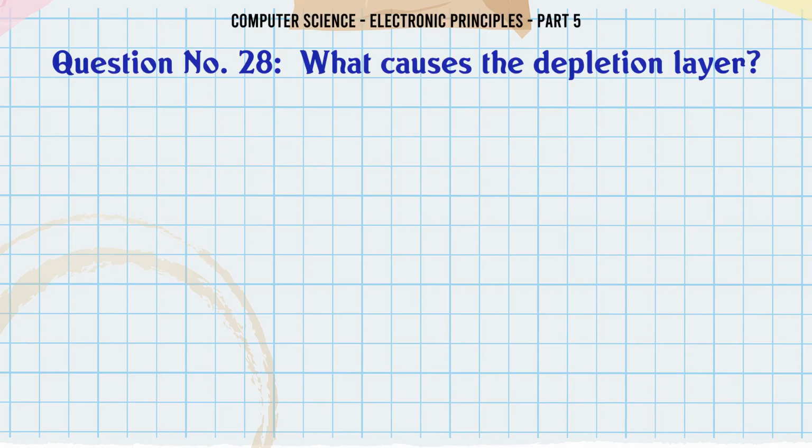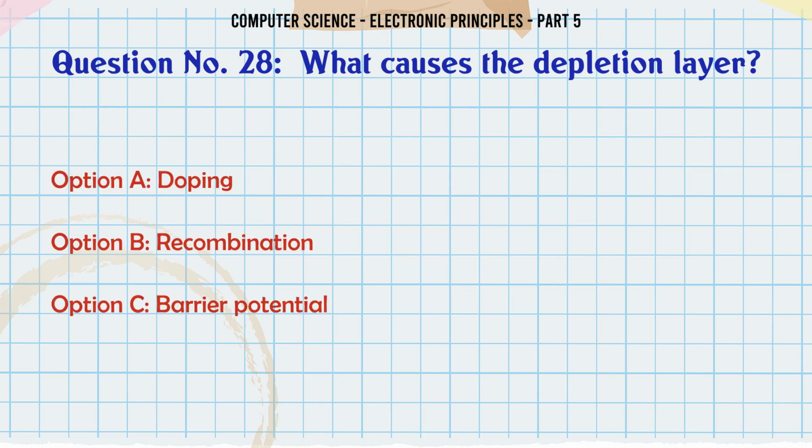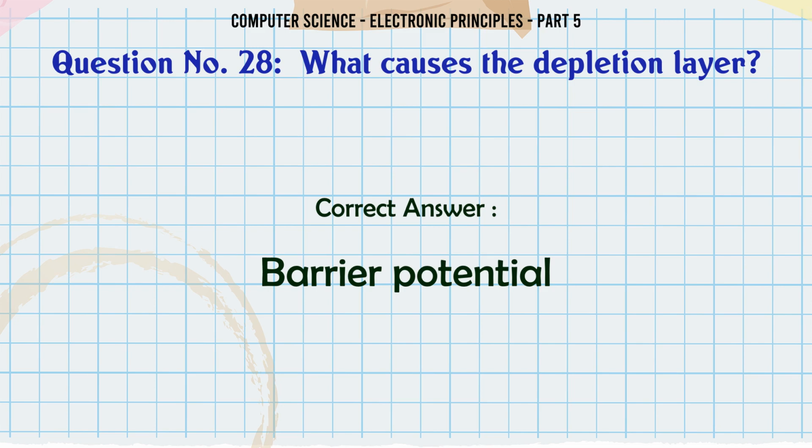What causes the depletion layer? A. Doping. B. Recombination. C. Barrier potential. D. Ions. The correct answer is barrier potential.